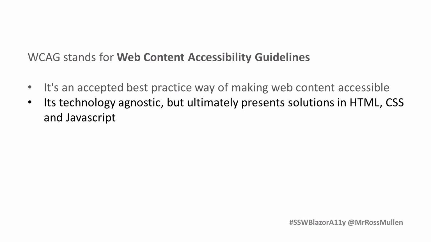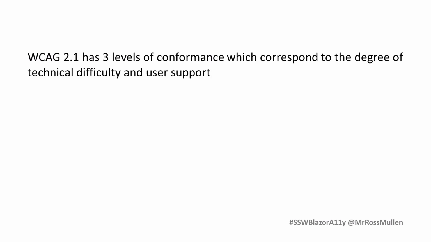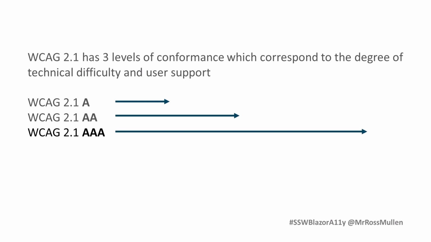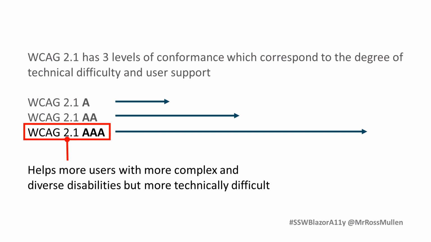It's technology agnostic but ultimately presents solutions in HTML, CSS and JavaScript. WCAG has 3 levels of conformance, A, AA and AAA, when implementing the technical detail. These are degrees of difficulty of implementing a technique and support for the end user. Single A techniques are pretty straightforward to apply technically and give the user modest accessibility support, whereas AAA techniques can support more users with more complex and diverse impairments, but it's also more technically challenging to implement.